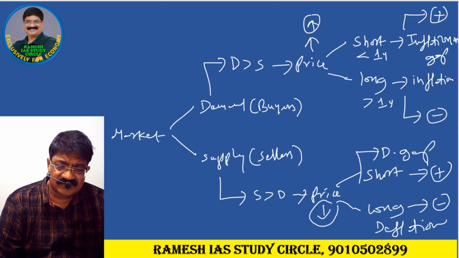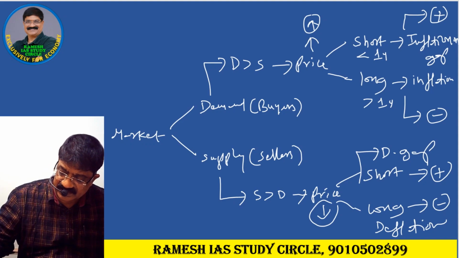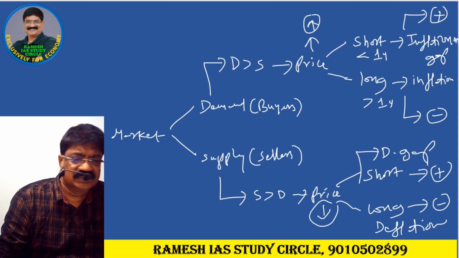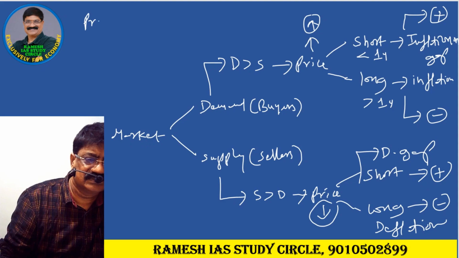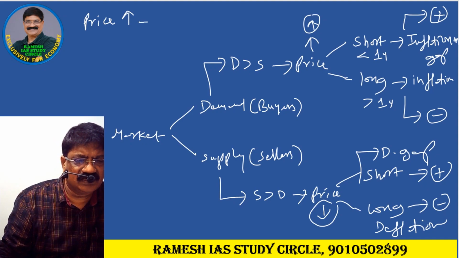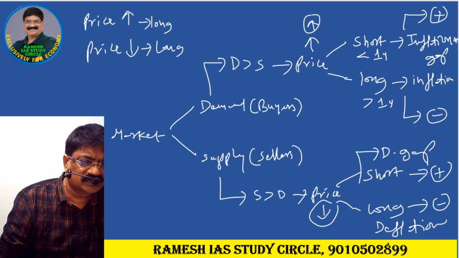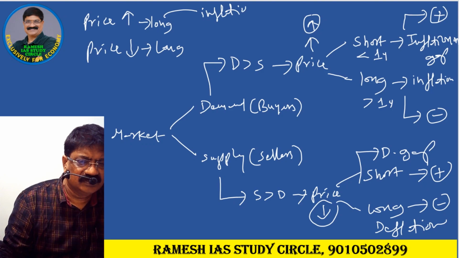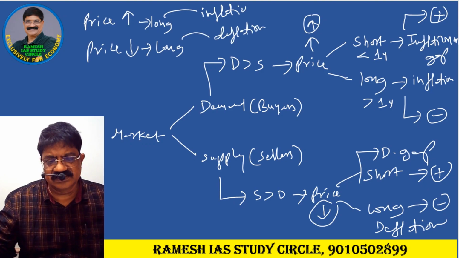That's why here we got one more word. So it is understood that price rise, short period okay, but long period not okay. Price down, short period okay, but long period not okay. So long period is inflation, short period is deflation. I think it's clear.